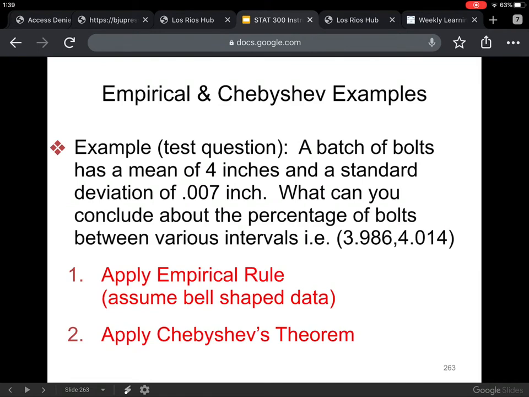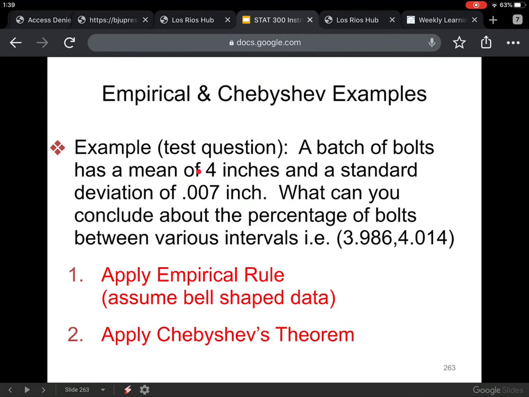Okay, so you can use this as an exercise for practice, applying the empirical rule and Chebyshev's theorem. Say the mean is 4, and it says a batch of bolts has a mean of 4 inches and a standard deviation of 0.007 inches. What can you conclude about the percentage of bolts between the various intervals? Well, take 4 and add 0.007. That's one standard deviation. If you had a bell-shaped curve, you know that 68% of the bolts will be within one standard deviation, so 4.007 inches long, or subtract 0.007 and you get the lower boundary of your one standard deviation.